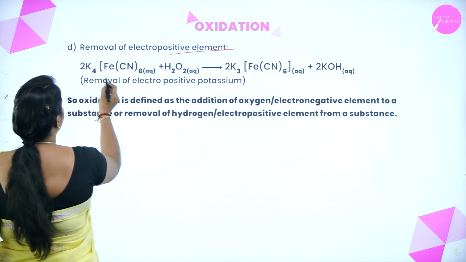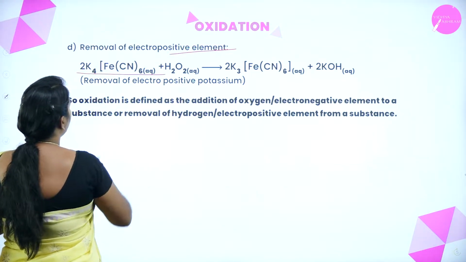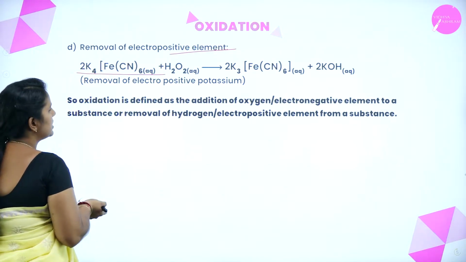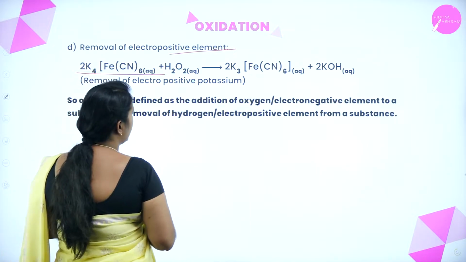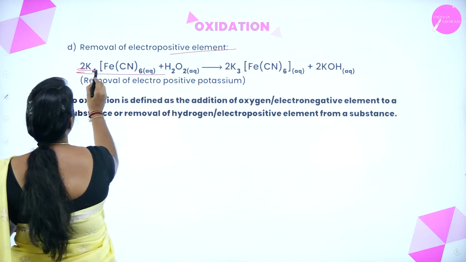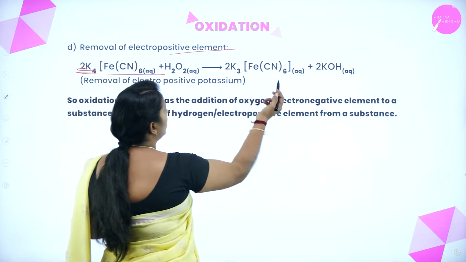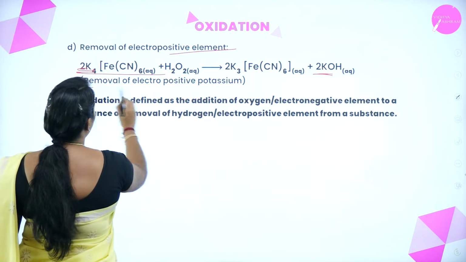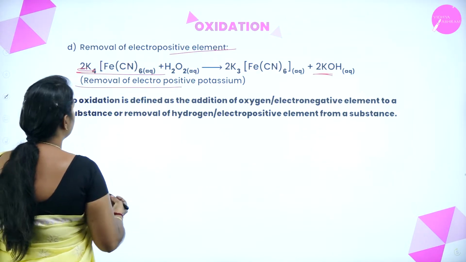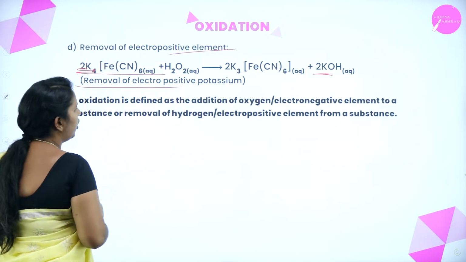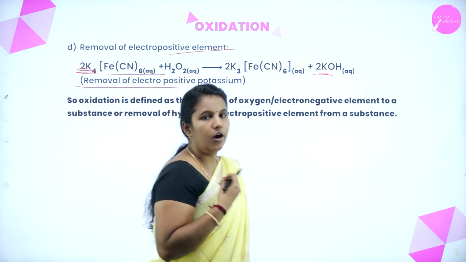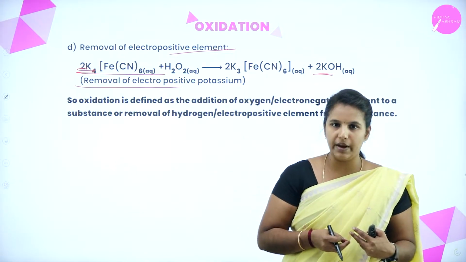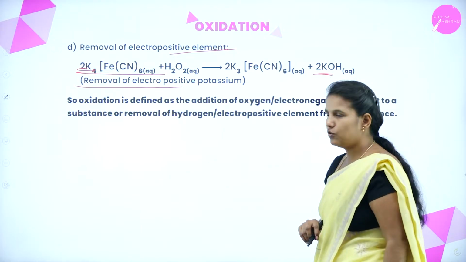For example, in this complex, potassium hexacyanoferrate, which is allowed to react with water, you can see that one of the potassium is removed along with the water and forms potassium hydroxide. Here, the removal of the electropositive potassium from this entire complex is oxidation, because you are removing the electropositive element. So, it will form KOH.